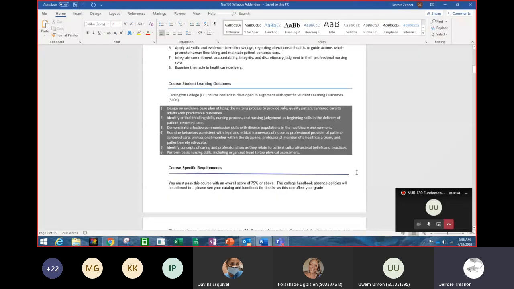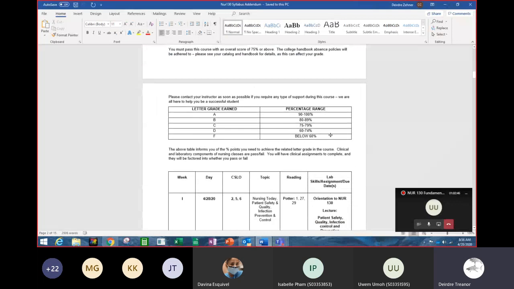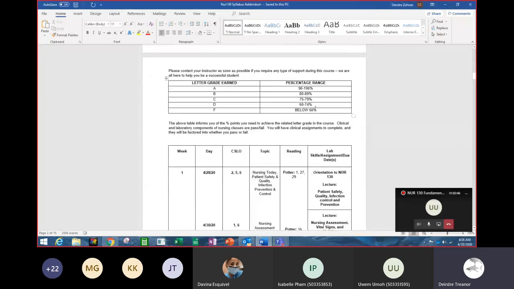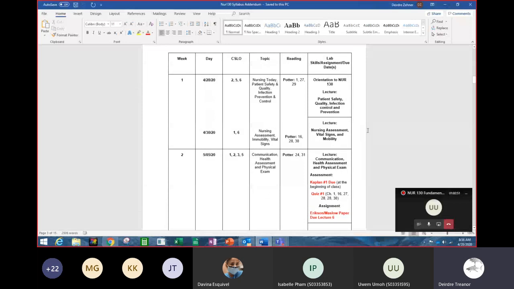So more about the learning outcomes, course requirements. You know you must pass with 75% or above. Okay, nitty gritty here. So week 1, you see there's 2 different dates. So this is Tuesday, this is Thursday. The topics that we're going to be going over and the chapters for each one. So we've got the orientation and the lectures.